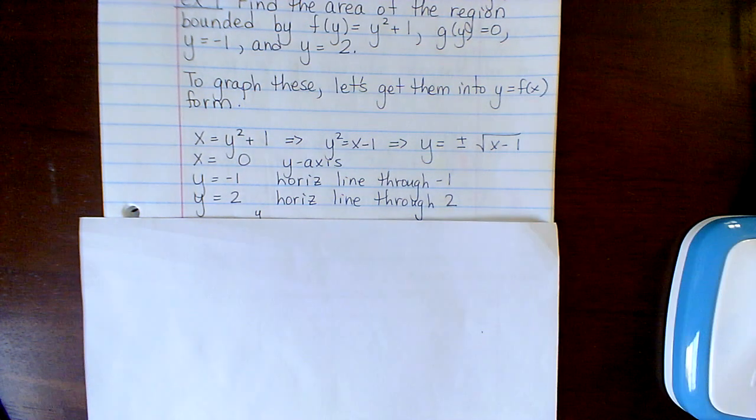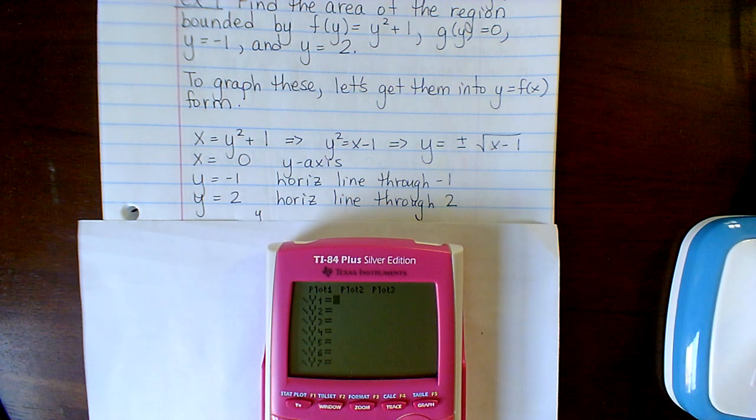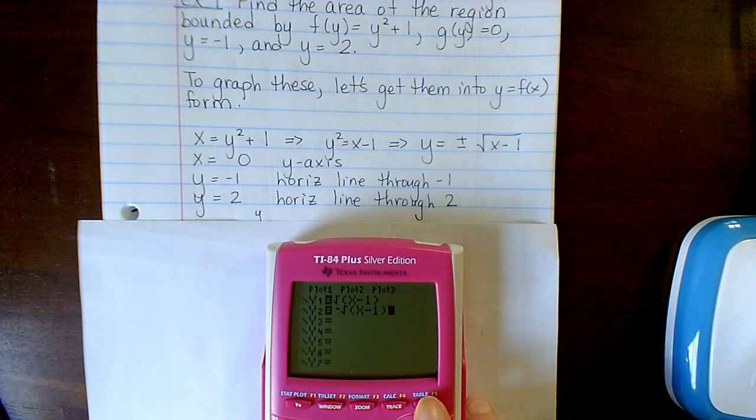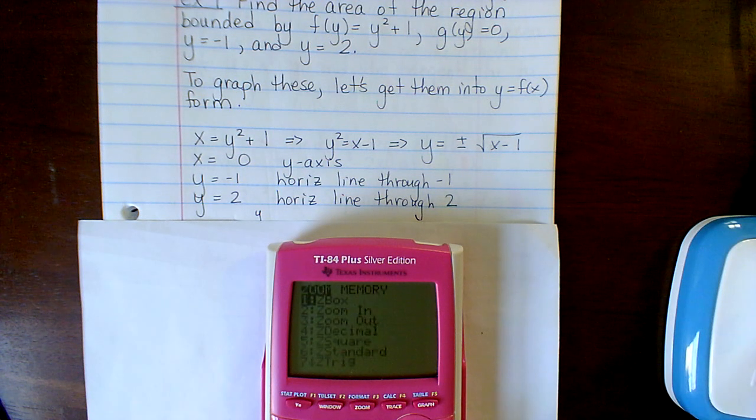So let's see what that's going to look like. If we graph the square root of x minus 1 and the negative square root of x minus 1, you can see there's the top half of the parabola and there's the bottom half of the parabola. Let's zoom in a little bit. It's kind of far out.